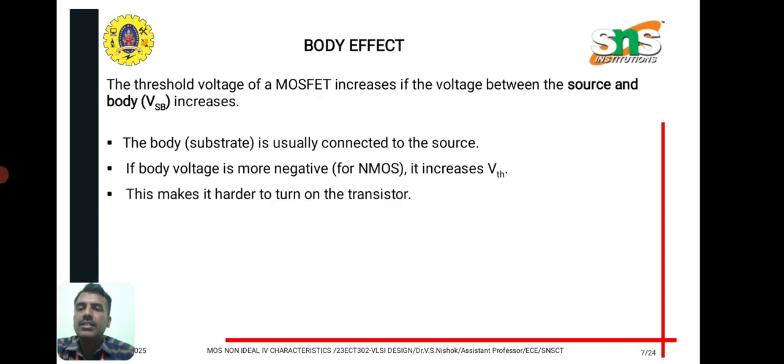Okay, and then continuing the topic, non-ideal effects, in which body effect is one part. Here the threshold voltage of the MOSFET increases if the voltage between the source and body increases. So if a number of transistors are connected in a circuit, only for a few transistors the threshold voltage will vary, and for a few transistors the threshold voltage will remain constant. In such a case, due to the difference in the threshold voltage, this effect is called the body effect.